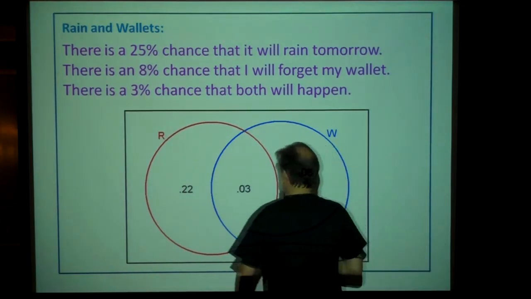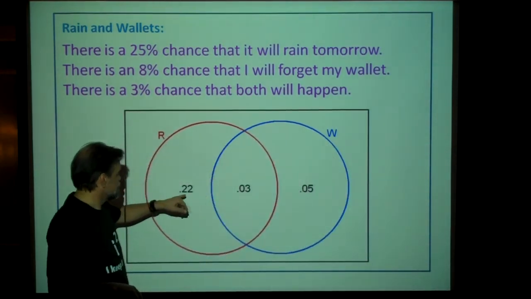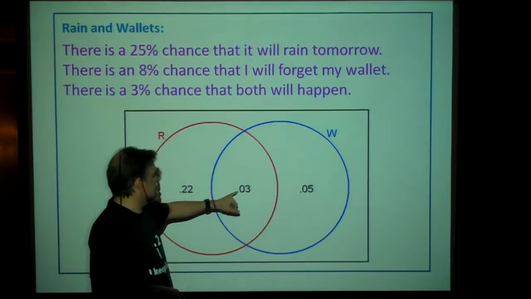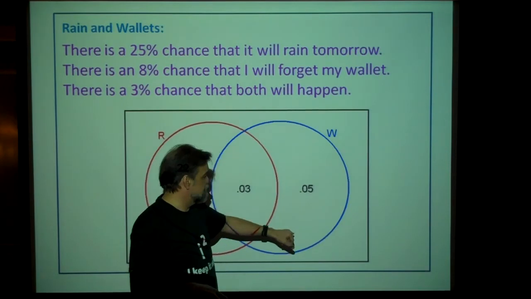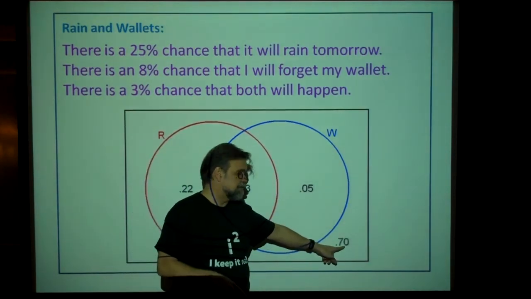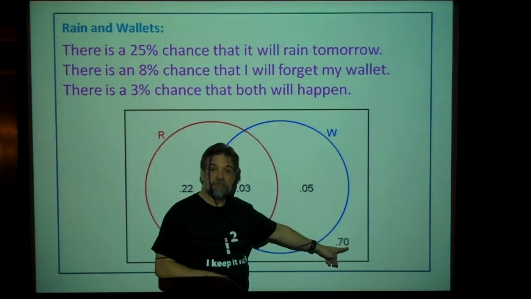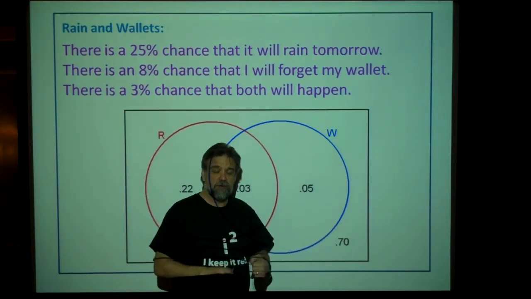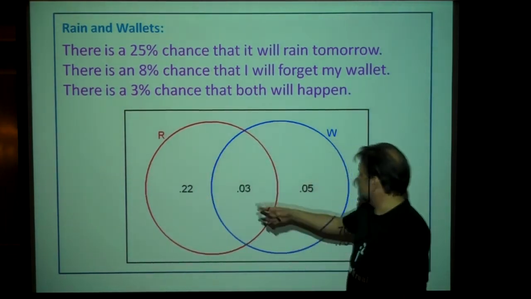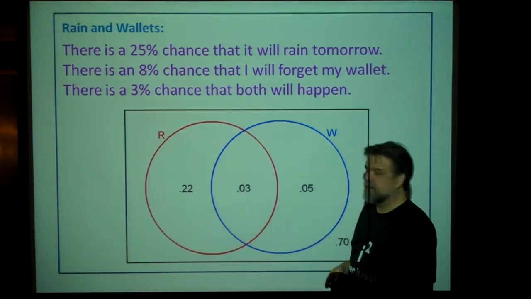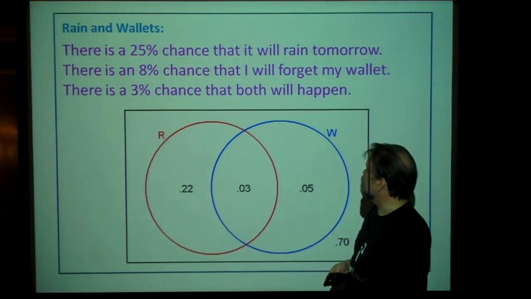And we'll notice that 25 plus 5 is only 30%, so that means the other 70% has to be over here. These are good days. Days when it's not raining and I have my wallet. Ha! Love those days. Okay, so there's our Venn diagram. That pretty well explains the situation.